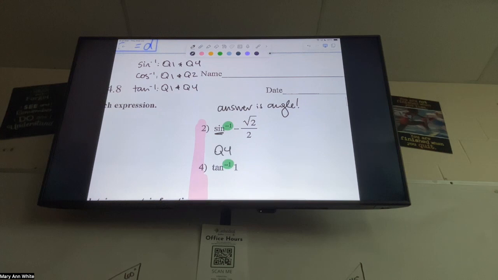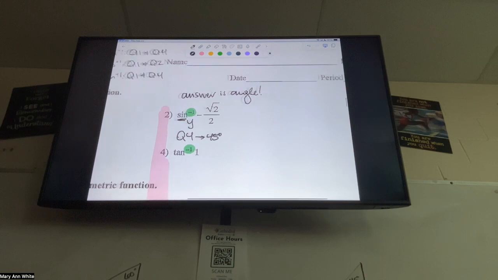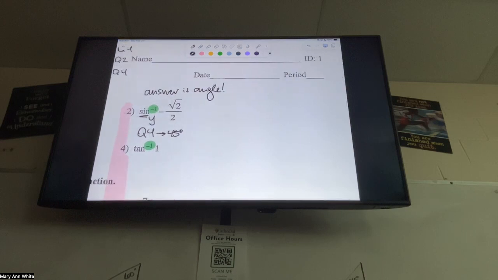And sine is what, x or y? Y. So I'm asking myself, where in quadrant 4 do I have a y that's negative root 2 over 2? In my head, I'm also thinking, is it a 30, 45, or 60 degree angle? Which one has a root 2 over 2? 45, good. So I'm looking for the 45 degree angle in quadrant 4. What would that be? You're welcome to use your unit circles, but you won't get one on the test. 315, good. And then what is that in radians? Does anyone know? What's the denominator at least? 7 pi over 4.